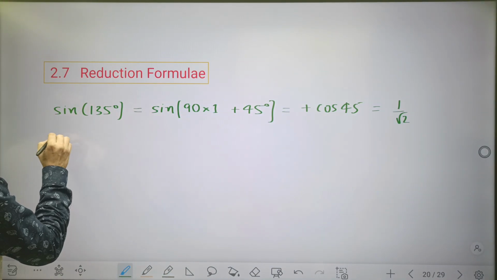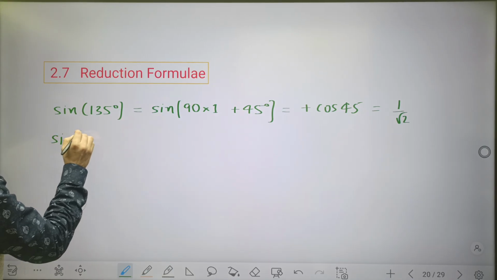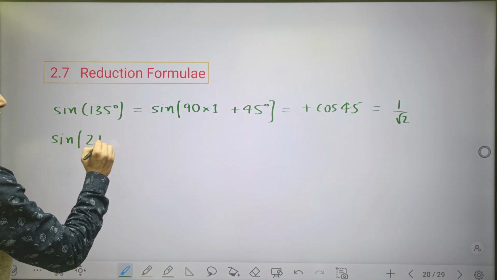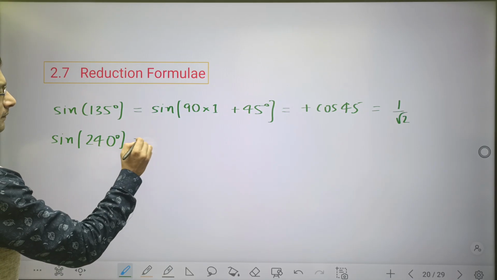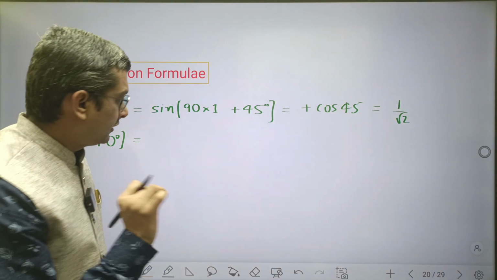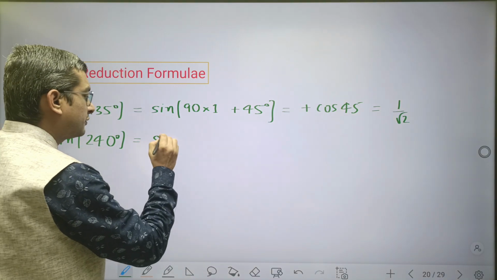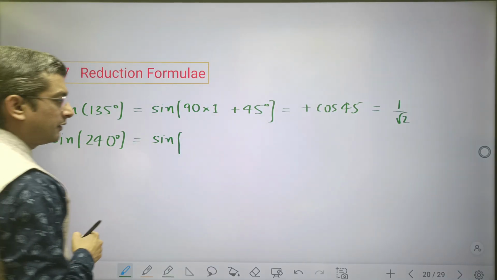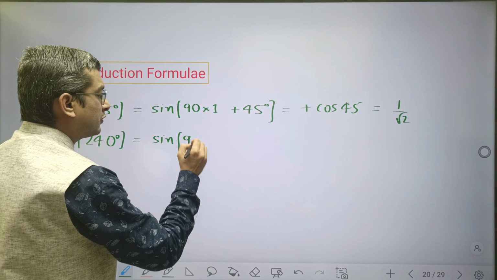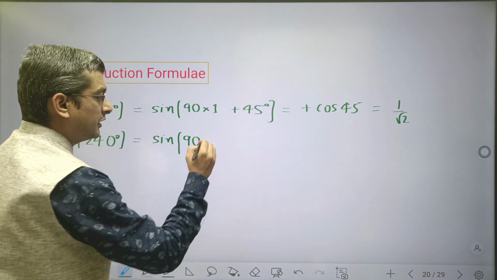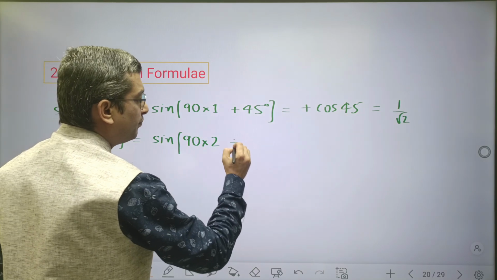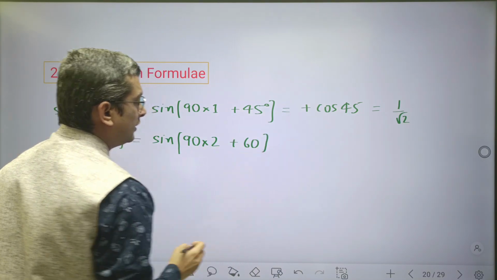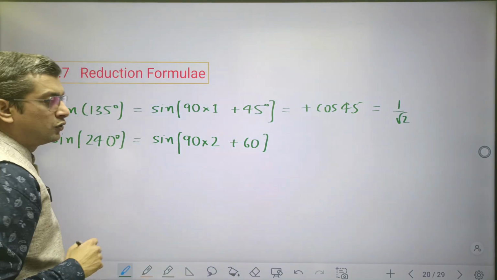Suppose I write sine 240 degree, sine 240 degree. So the very first step is to split this 240 degree. This can be written in terms of a multiplier of 90, that is 90 into 2 plus 60. 180 plus 60 is 240.